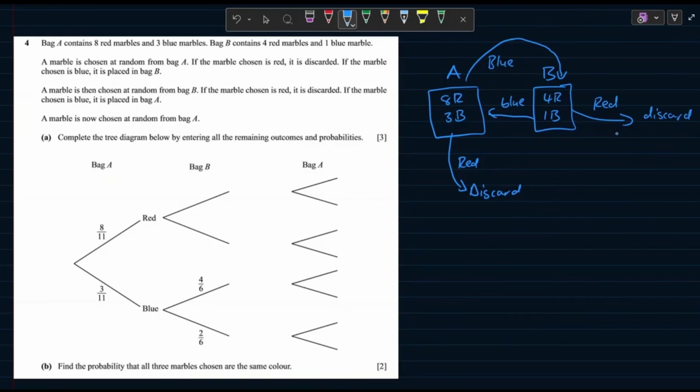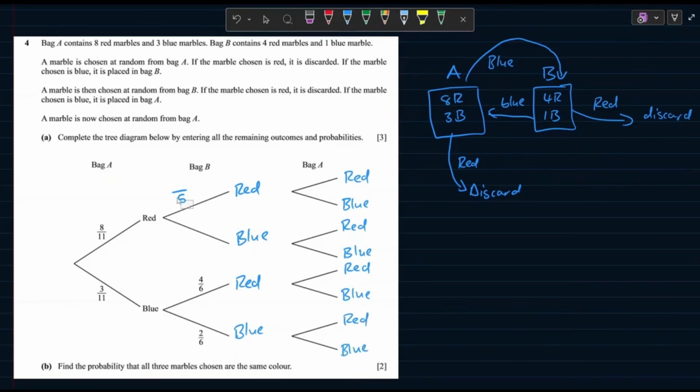Right, so they did the first one for us, 8 over 11 and 3 over 11. If we pick a red marble from bag A, we're going to discard it. So it means when I pick from bag B, I've got 4 red marbles and 1 blue marble. So I'm picking from 5. And from those 5, here, they didn't label this. Let's just first fill in red, blue, and then red, blue, red, blue, red, blue, red, blue. That 5 looks like a 6.